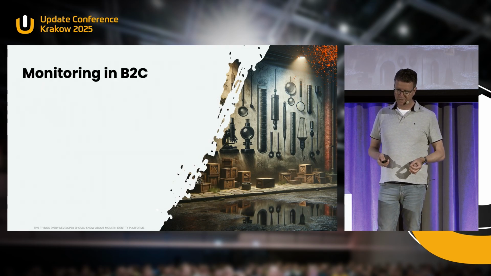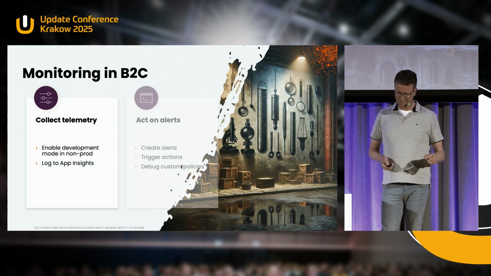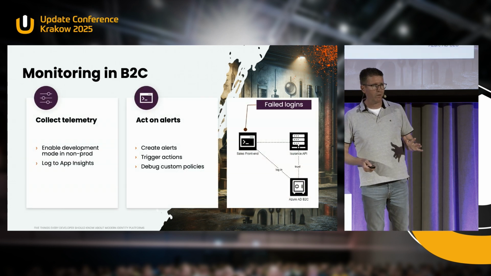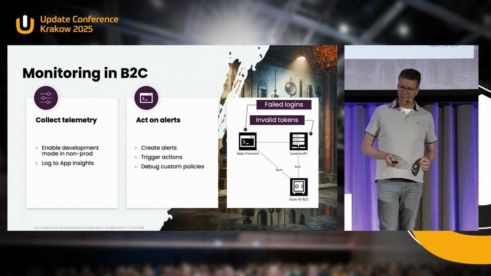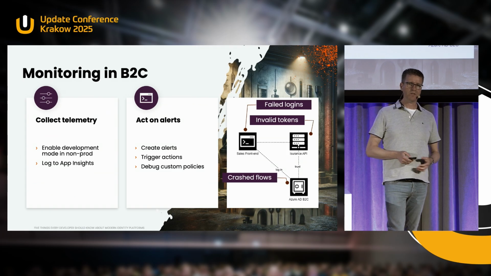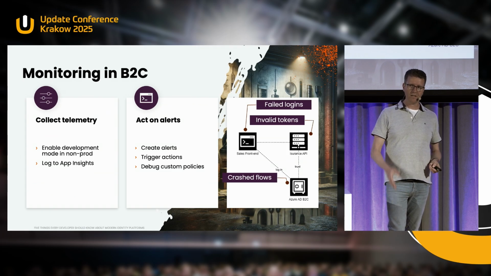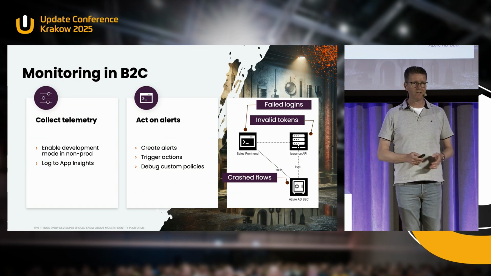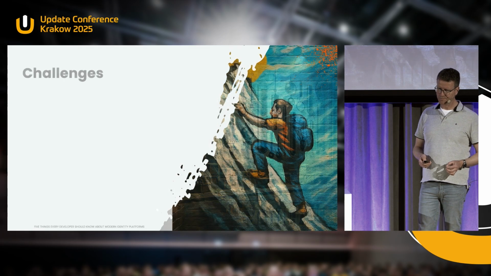So there are different things that can go wrong. Failed logins are something to monitor. Invalid tokens being sent to your API are something to monitor. And then, of course, crashed workflows. I did some customization here, and sometimes you do it wrong. Make sure you know about it, and that you get warned about these events, so you can act upon it.